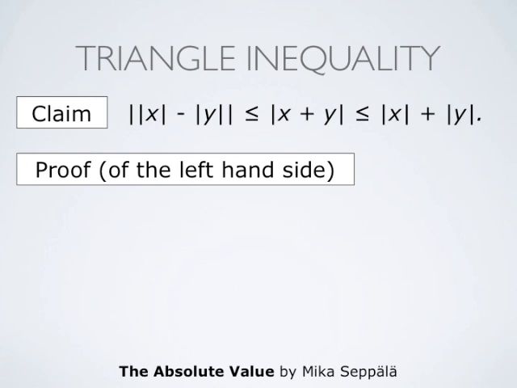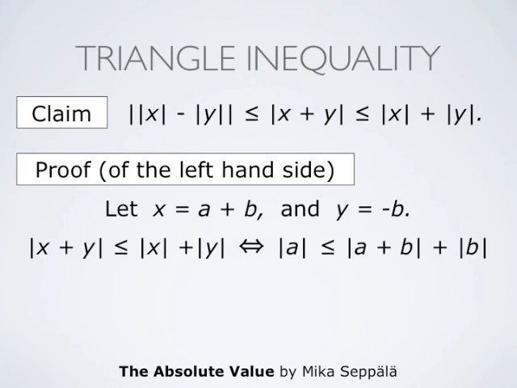So we now know that the right-hand side of the triangle inequality is true, that is, the absolute value of x plus y is at most the absolute value of x plus the absolute value of y for all numbers x and y. We use this fact to justify also the left-hand side. In order to do that, we set x to be a plus b and y to be negative of b for some numbers a and b.